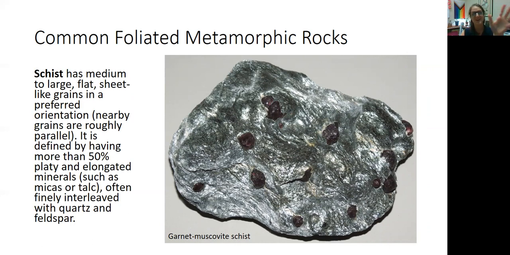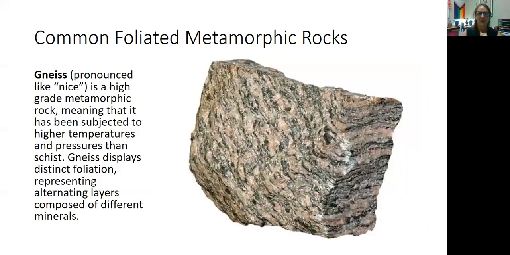All right, when schist undergoes even more intense heat and/or pressure, it can become a gneiss, spelled G-N-E-I-S-S, but pronounced nice. So this is one of the rocks with the most intense foliations. Right? You can see very distinct foliation representing alternating layers composed of different minerals. All right, so these foliated rocks are created when we have differential stress, meaning stress is greater in some direction.